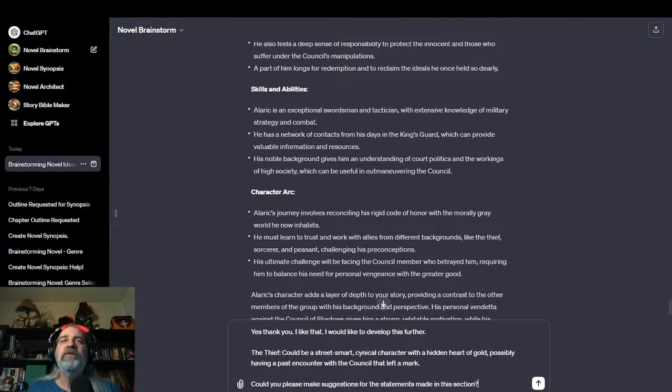Okay, right, so basically just using the same prompt over and over. Yes, thank you, I like that. I would like to develop this further. Then we're giving it the data we want it to work on, and then we're saying, could you please make suggestions for the statements made in this section?